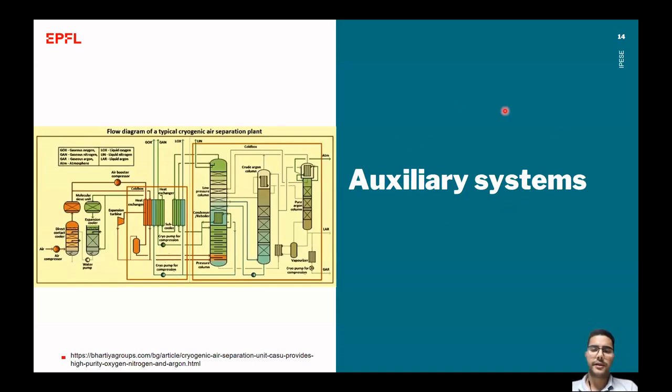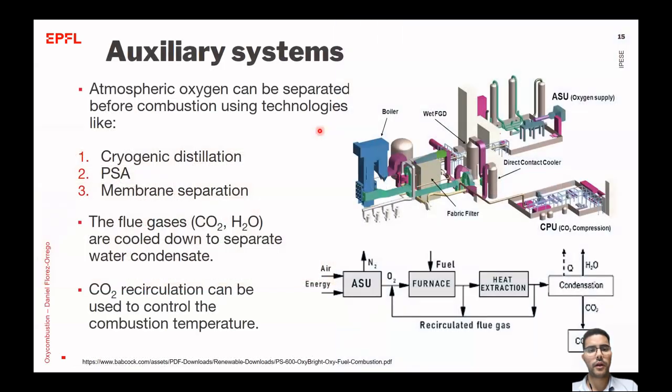Let's talk about the auxiliary systems that allow us to operate the oxycombustion processes. Those auxiliary systems mainly consist of the air separation unit, the waste heat recovery and condensation units. The air separation unit can be a cryogenic distillation technology, a pressure swing adsorption technology, or a membrane separation technology. Those technologies produce the oxygen that is used in the combustion chamber. They also produce atmospheric nitrogen as a byproduct.